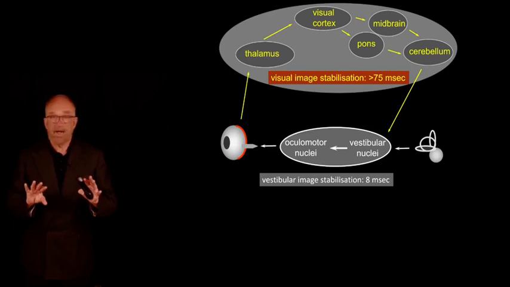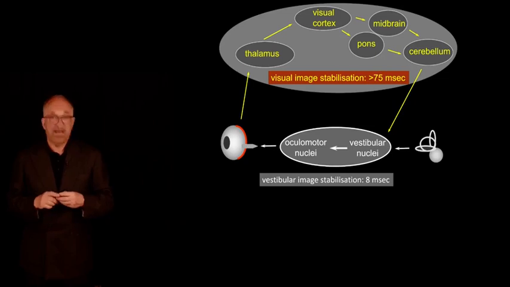If you shake your head, you can still see everything on the screen very sharp. There's no problem, and that is thanks to this vestibulo-ocular reflex. When you move your head to the left, your eyes move to the right, and that's how you stabilize the image.